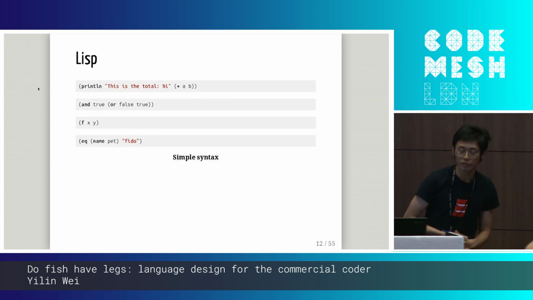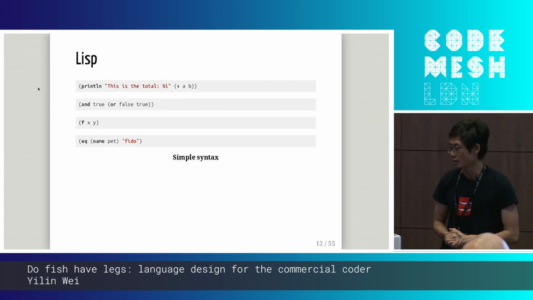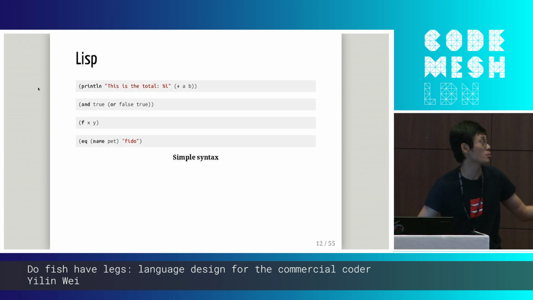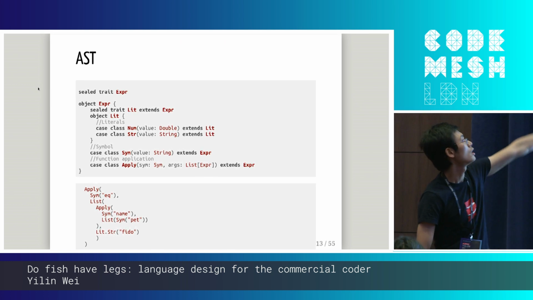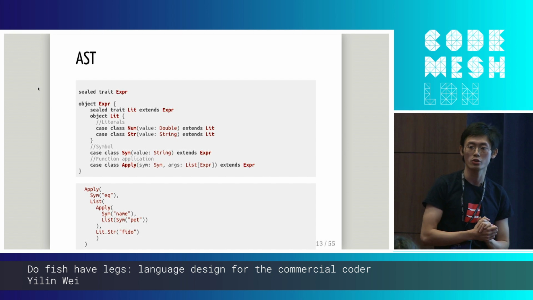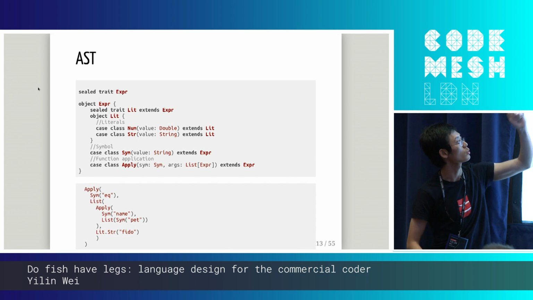And the first thing that we need to do when we write a language is we need to create a syntax tree, right? And that's pretty simple, because we've got a simple language that we want to make. So this is our syntax tree. We have our sealed trait Expression. We have our literals, which can be numbers or strings.